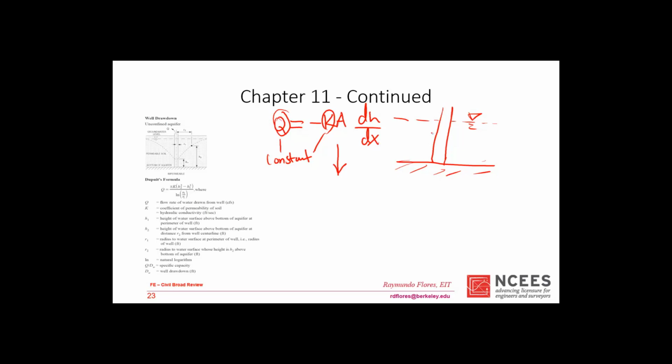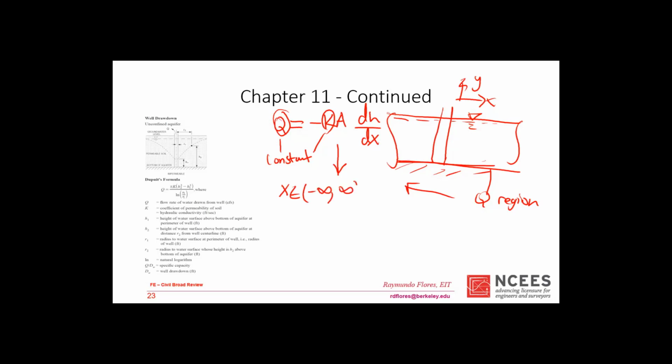I'm not trying to confuse anything, but we could say that this whole thing is our Q region. In this case we need to be a little more precise, because if this is X, Y, our Q region is such that X is from minus infinity to infinity, and Y is in between H1 and H2, right?